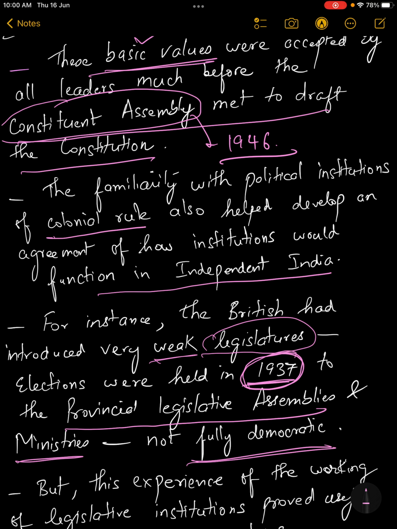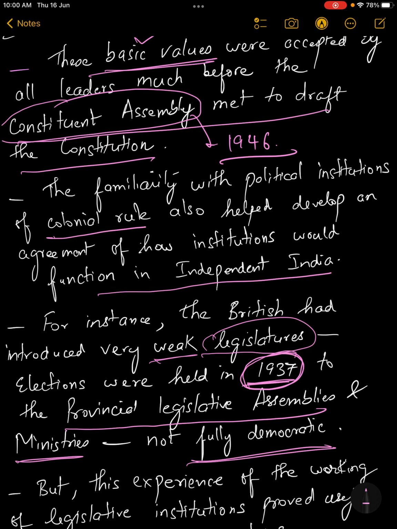So this means that the idea of a legislature is something we got from the British. The British have introduced this idea of a legislature. It is not our invention.